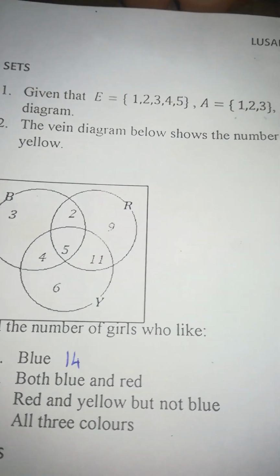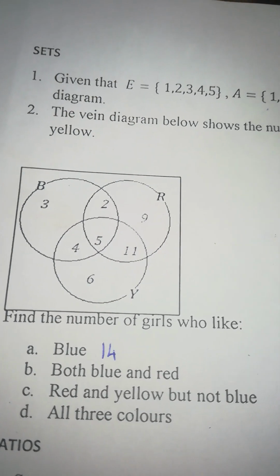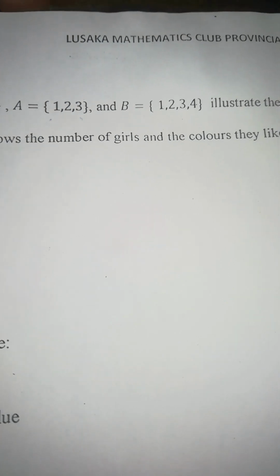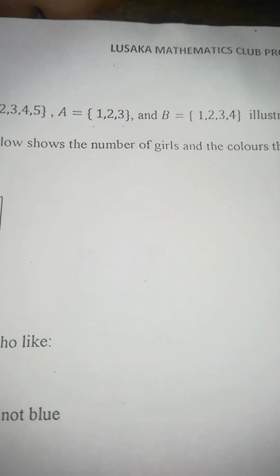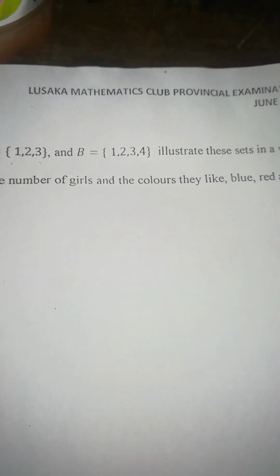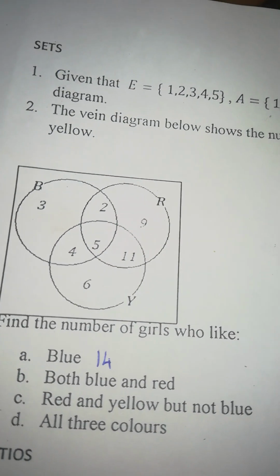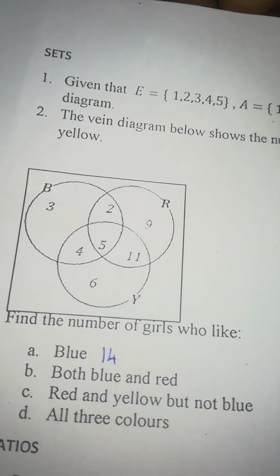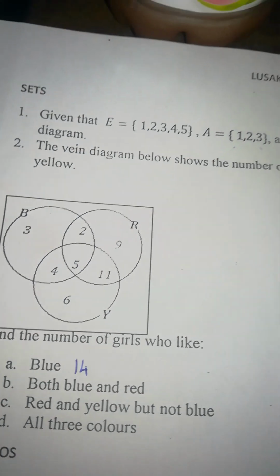All right, so let's continue. The second question reads, the Venn diagram below shows the number of girls and the colors they like. So whatever will be given here, just know that it's about girls and the colors they like. The colors mentioned here are blue, red, and yellow. So the assumption is that B will represent blue, R red, and Y yellow.